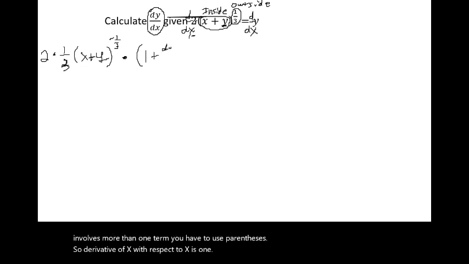We're going to start off with the derivative of the outside. It is a numeric power, so we move down the power, leave the inside alone, and decrease the power by 1. 1/3 minus 1 is negative 2/3. Then we multiply by the derivative of the inside. If the derivative of the inside involves more than one term, you have to use parentheses. The derivative of x with respect to x is 1, plus the derivative of y with respect to x is dy/dx. Since this is getting multiplied by the entire derivative of the inside, you do need parentheses here.